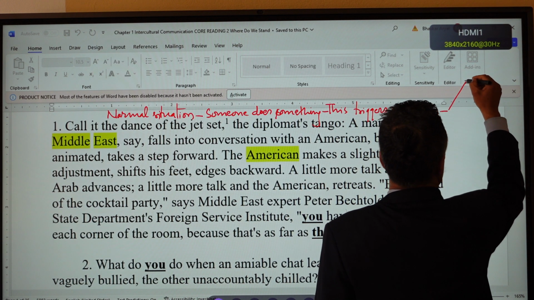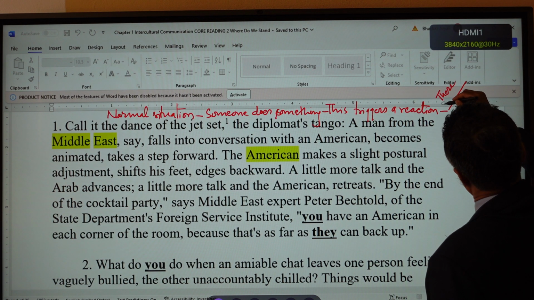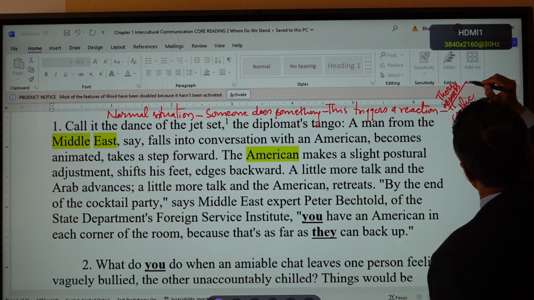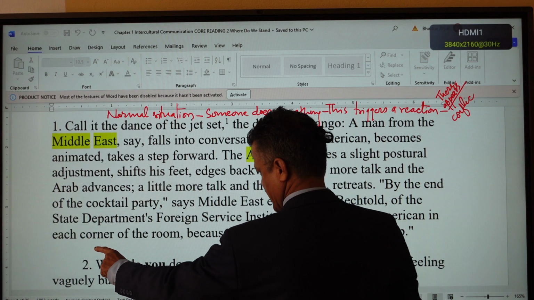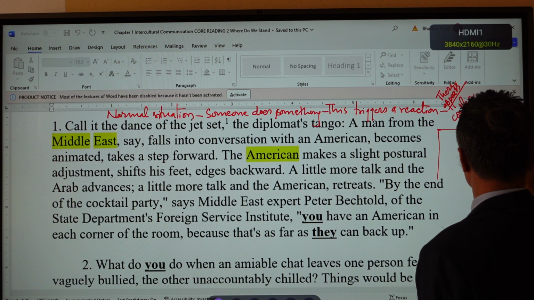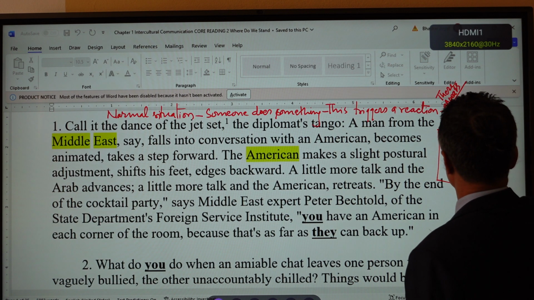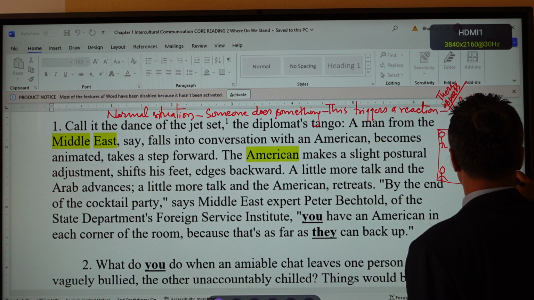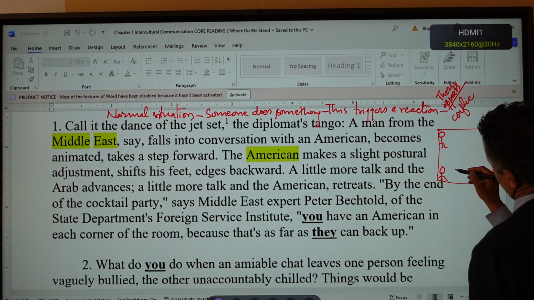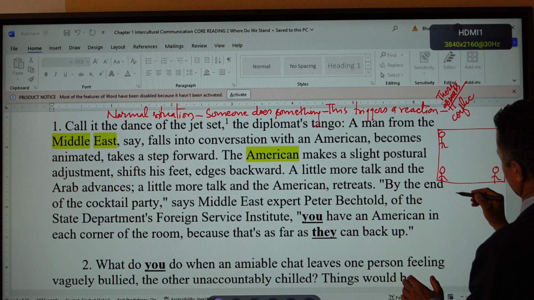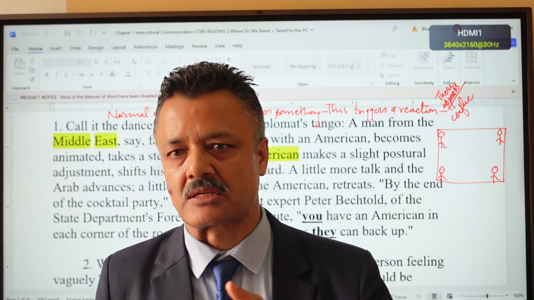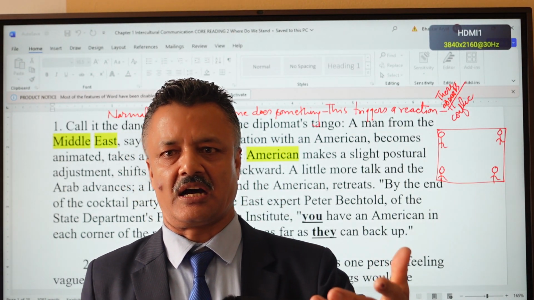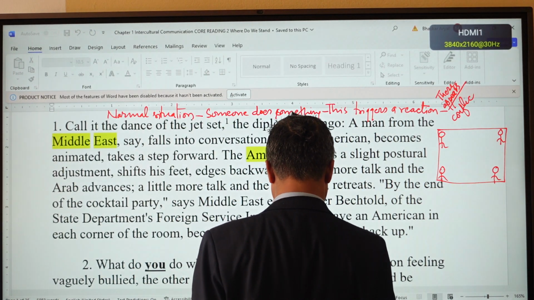Now, there appears conflict. So do you see, by the end of the party, there is an American in each corner of the room. So we have this room. Here is an American. Here is an American. Here is an American. Let's say, because the Arabs approach them, Americans step backward and they go into the corner. So what do you see? You already have an indication that a problem is rising in that party. And if you read the next paragraph, probably we'll know what the problem is. But before we go to the next paragraph, let me tell you some other things.